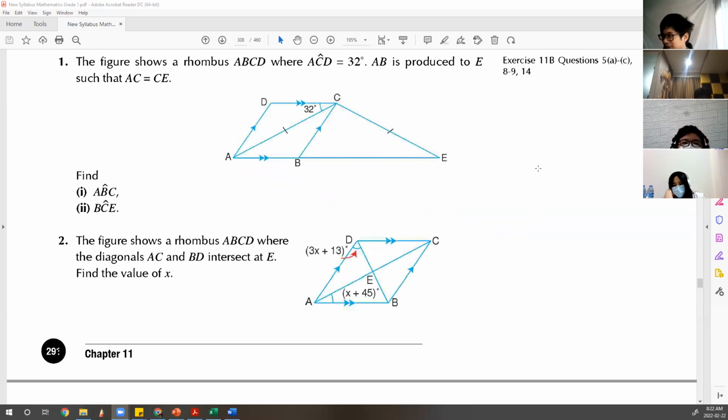The figure shows a rhombus ABCD where ACD is 32, AB is produced to E. Produced means diperpanjang ya, extended to E, such that AC equals CE. AC equals CE. Lu lihat ada triangle yang nyempil itu apa? Yang kayak motong, kayak intersecting, intervening the rhombus.